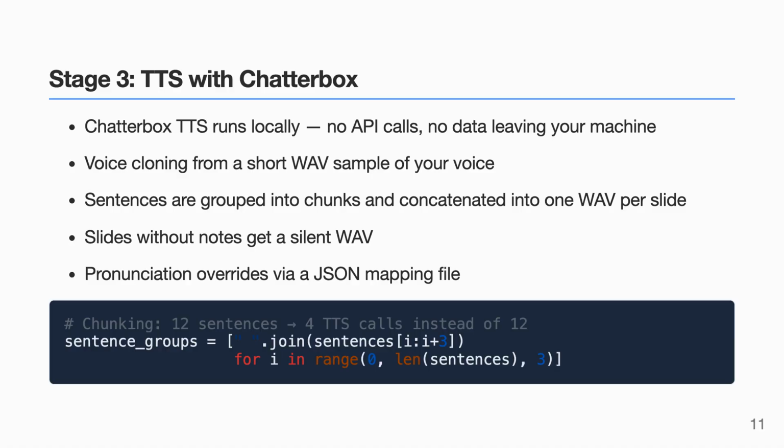Oh, and if it mispronounces something, you can add a pronunciation override file. It's just a JSON file that maps words to phonetic spellings.